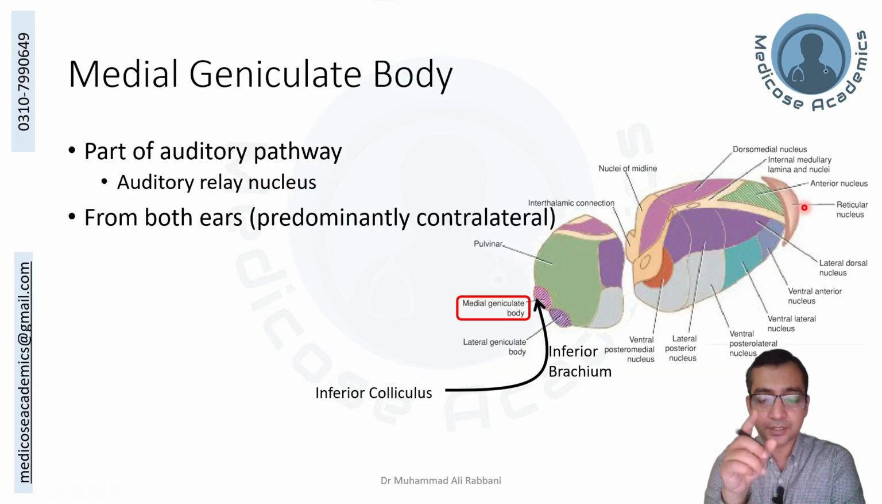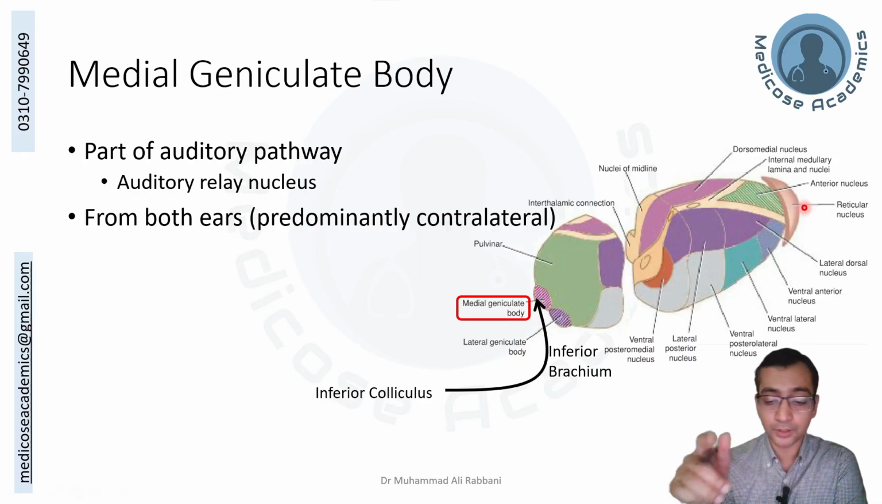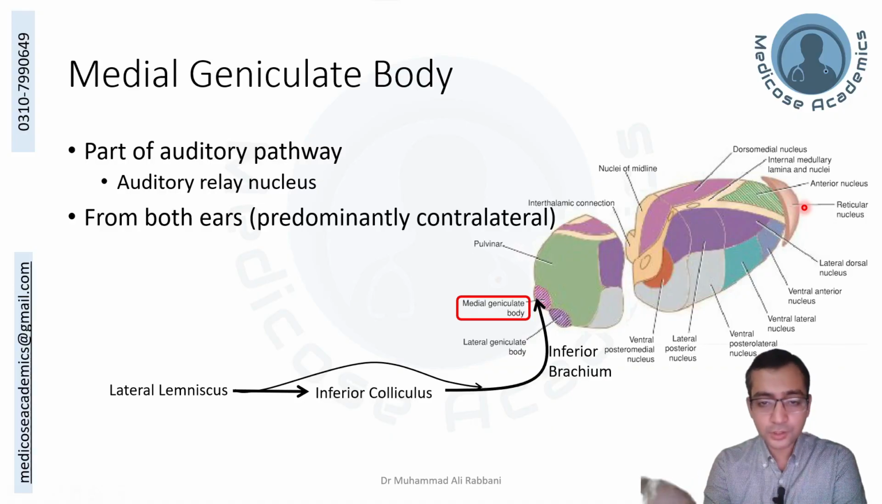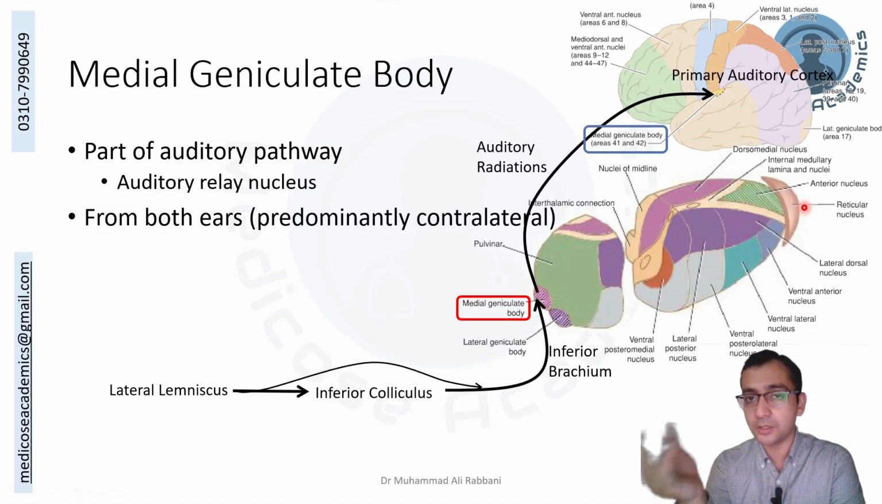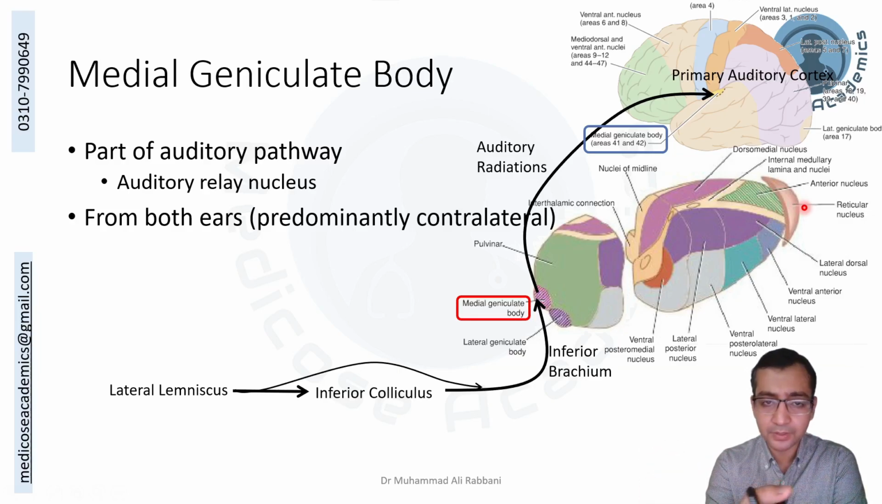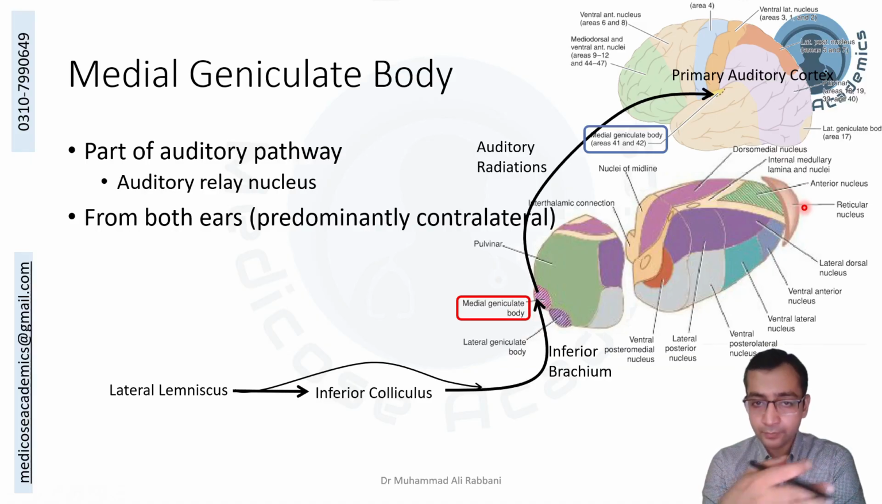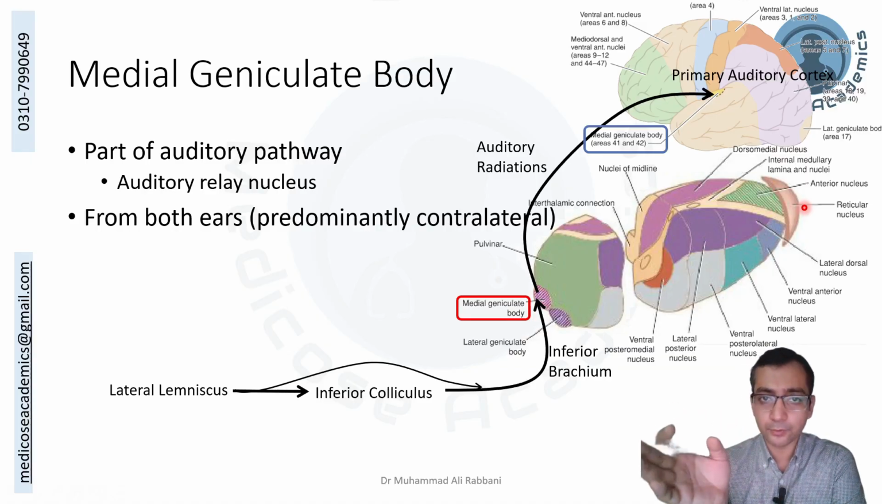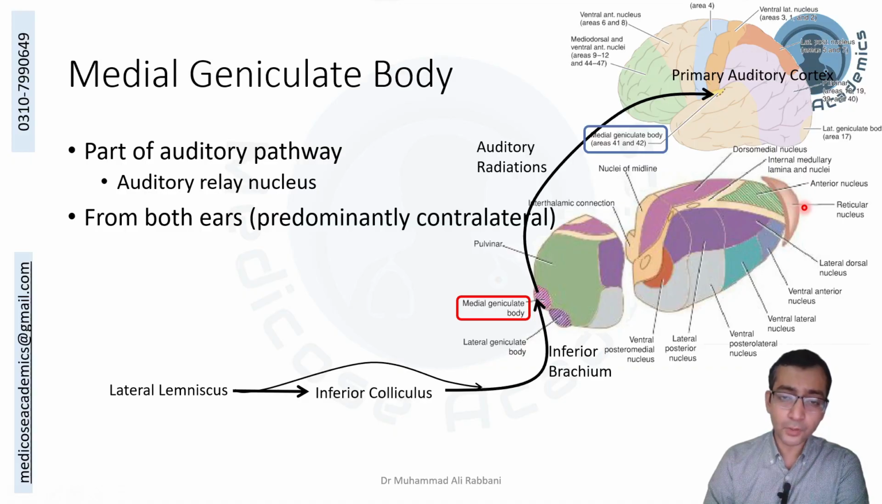I discussed these structures in the front of diencephalon if you want to see where these structures are, and posteriorly behind it, upstream, that is coming from the lateral lemniscus to inferior colliculus to the medial geniculate body, and from there will be auditory radiation all the way going to the primary auditory cortex. Of course, there are some fibers that are bypassing the inferior colliculus, not synapsing there, but that's a debate for the auditory pathway.